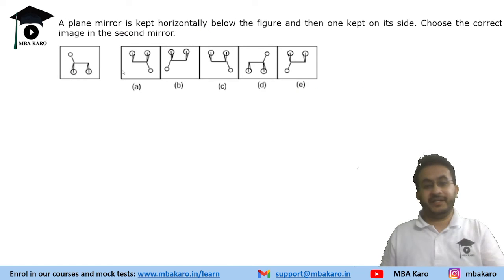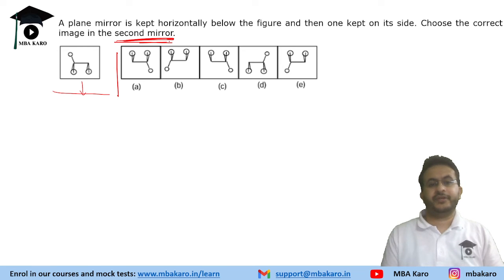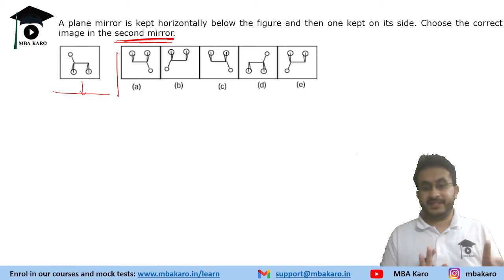Now this was an interesting question because it did not say just mirror image. It says a plane mirror is kept horizontally below the figure. So basically we will first form a water image, and then one kept on its side, and then the second image. First we will have one mirror over here, and the second mirror is here. So we need to find the correct image in the second mirror.